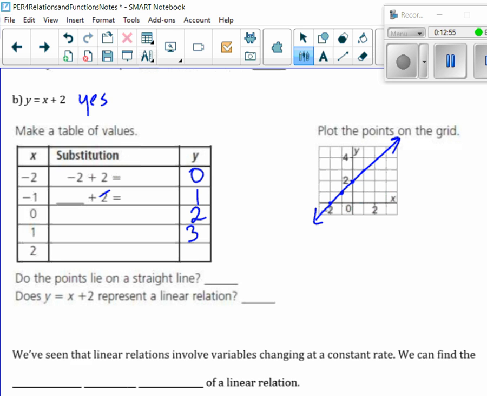Does everybody know on a line, when you graph it, you're supposed to have arrows at the end of it because it goes on forever, right? So does it form a straight line? Yes. Does it form a linear function? Yes. We've seen that linear functions involve variables changing at a constant rate.